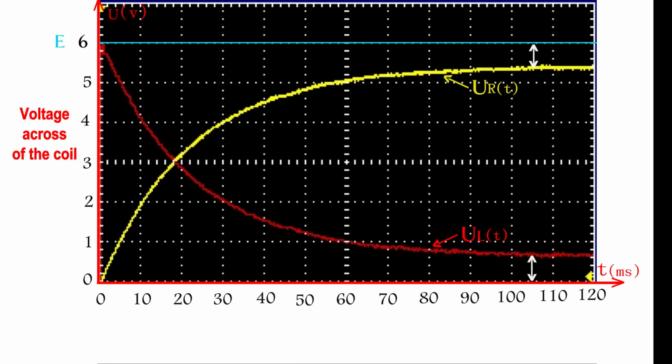Voltage across the coil. In steady state, the current becomes constant, so this derivative becomes 0. Hence UL equals small r times I max. So, it behaves like an ohmic conductor of resistance r. And we can clearly see that the voltage across the coil will decrease to a minimum value, so that UL plus UR is equal to E at each instant.